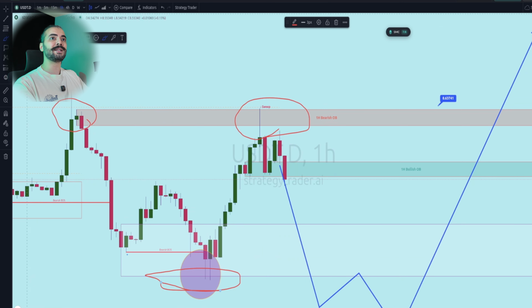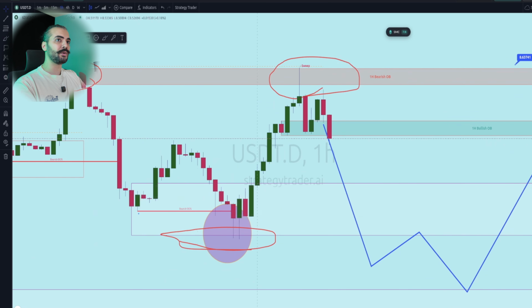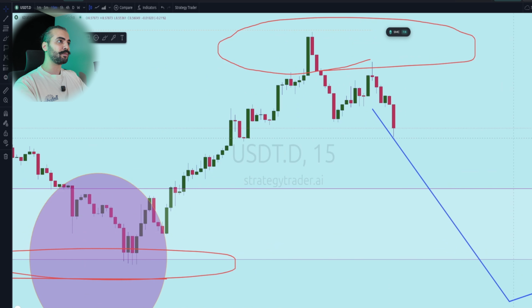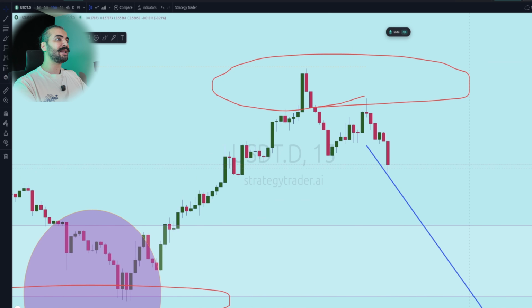And right now, what we can see is that we are making the lower lows. And if I go to the 15 minutes time frame, I think it would be much easier to spot this. Okay, let me draw this again. We have this high here, we have this high here. So we're making lower highs, and then we broke below this low here, okay?